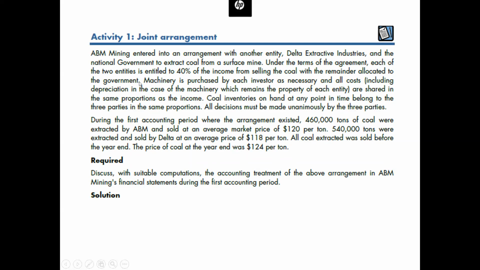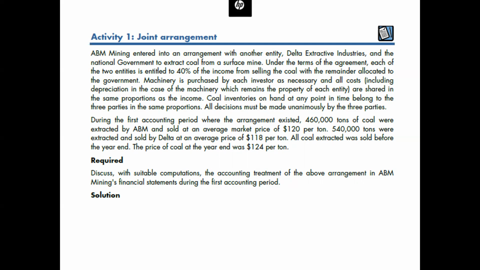So let's just stop there quickly. Can you see that there's 3 entities involved here, but they don't have a separate new entity through which they do their activities? ABM and Delta will mine, they will sell, and they will add together from that surface mine all the income, and they will then distribute it 40% to each one of them and 20% to government, and there's no separate entity in here, okay?